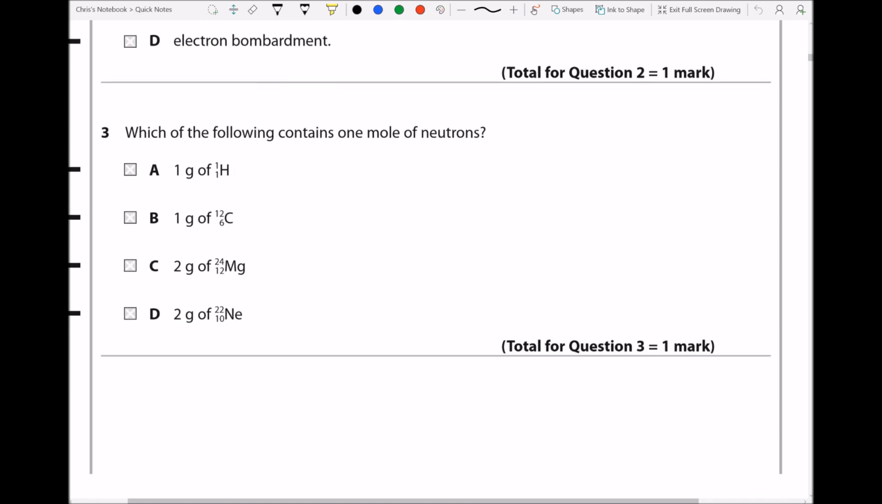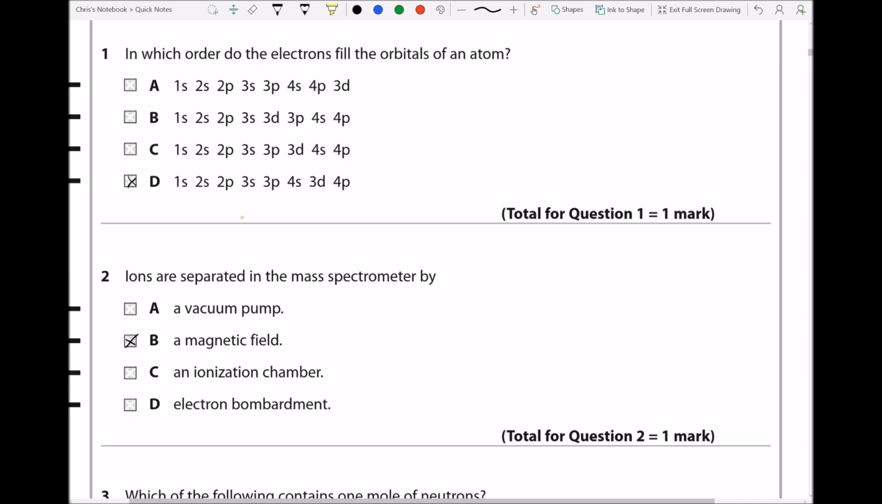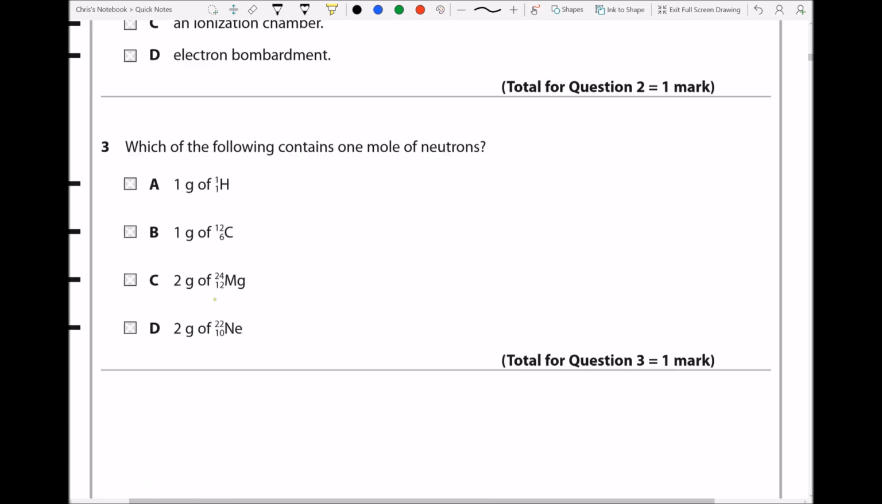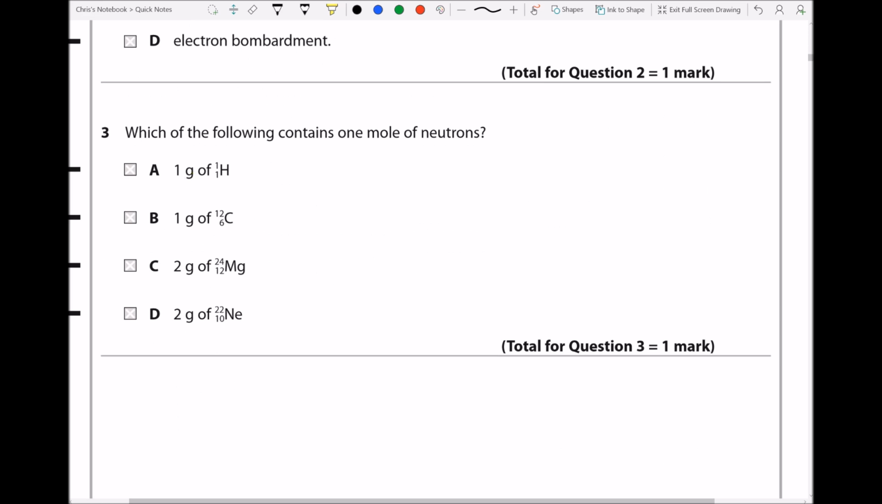Okay. Part 3. Which of the following contains 1 mole of neutrons? Okay, so what we're going to do is work out some moles here. We're going to look at the number of neutrons as well, because obviously that's quite important. The first thing I think we can definitely discount is this one. It doesn't have any neutrons, so it's definitely not A.